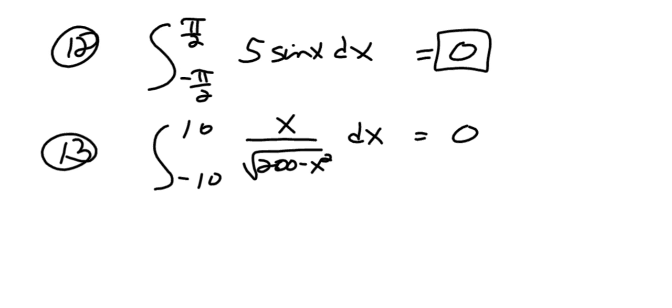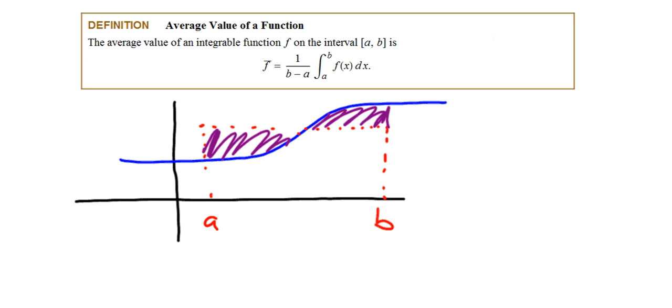Then if we move on, we want to start taking average values. Average value of a function. How do we find average values? You sum up the total and divide by the number of possibilities you have there.